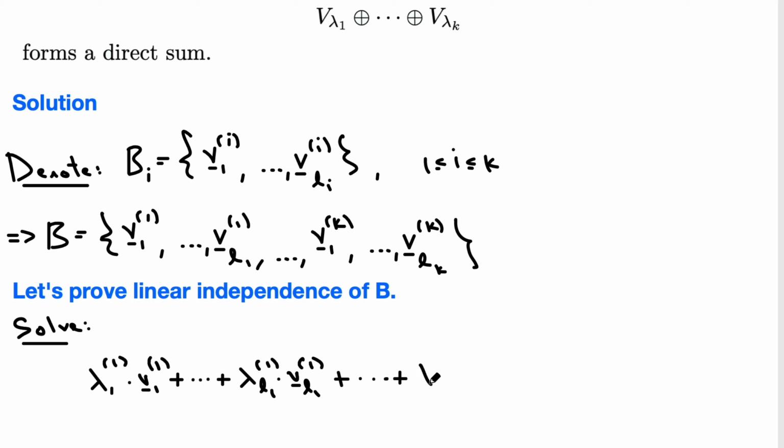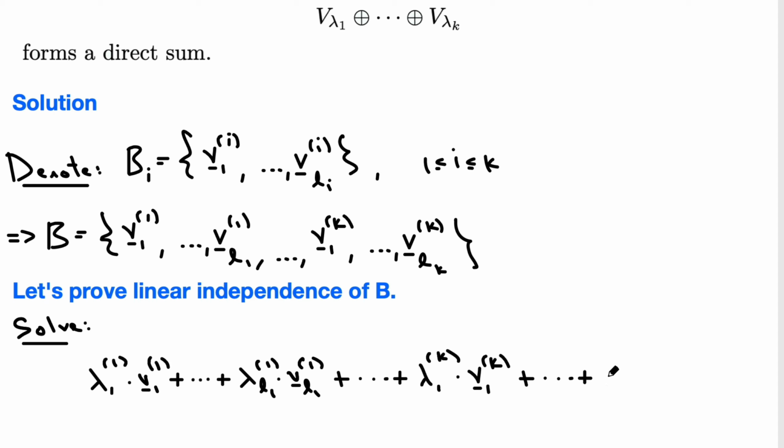Almost the same thing, right? Lambda 1 K times V1K. And actually we should have, yeah, that's correct, plus, but there's a lot of terms in between that we didn't write.